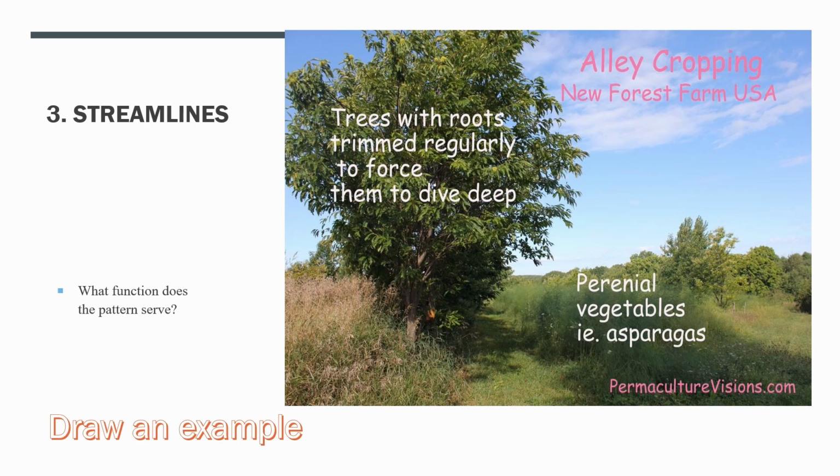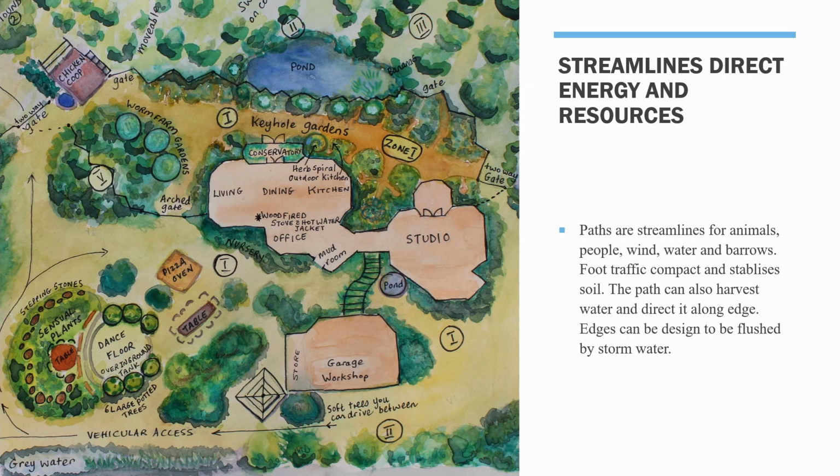In this example, Mark Shepard's New Forest Farm in the United States uses alley cropping, a type of streamlining where he wants to plant various crops but keep them so that they are easy to harvest. He also uses these as part of a key line system so that the water moves from the valleys to the dry ridges naturally.